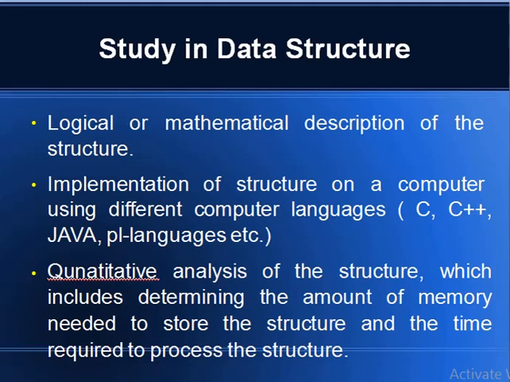In other words, we can also explain the definition of time and space complexity. Time complexity can be defined as the time required to complete the execution of a process, and memory or space complexity is the amount of memory space required for the execution of that algorithm or of that problem.